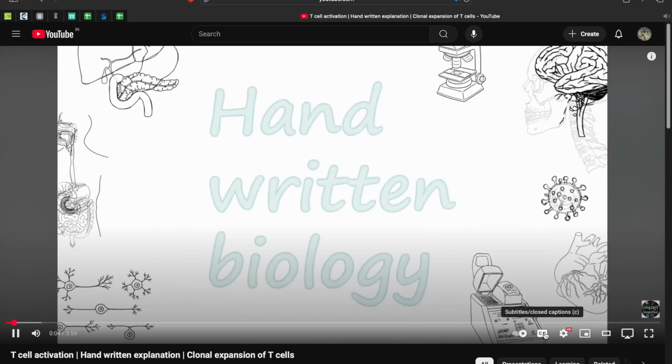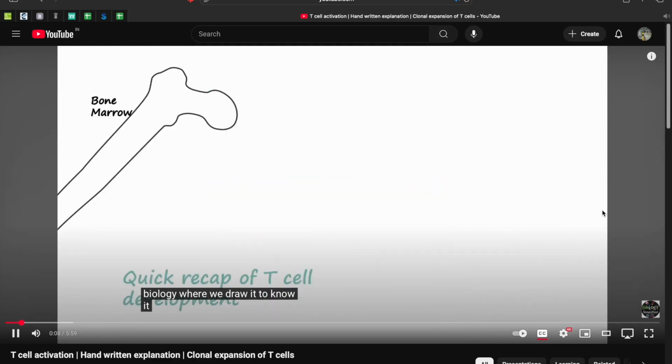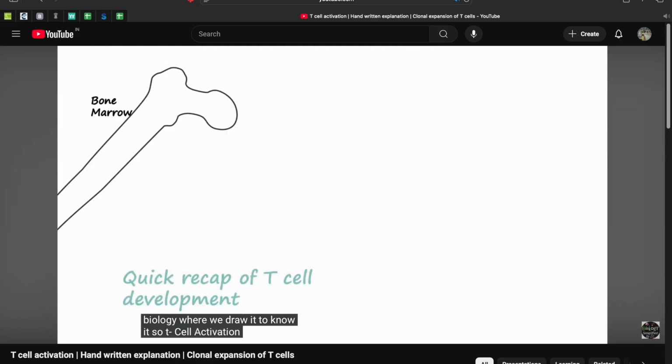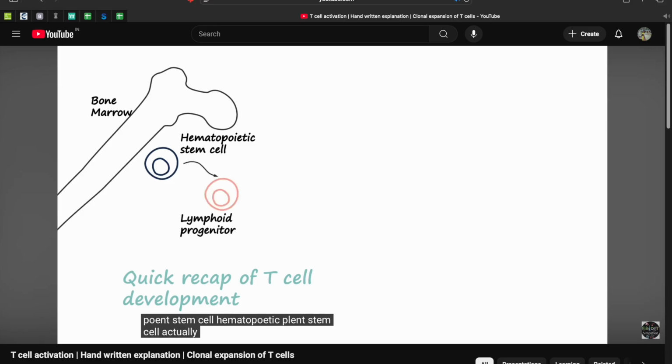Welcome to Handwritten Biology, where we draw it to know it. So, T cell activation happens in the lymph nodes. But before that, we should have a quick recap of T cell development. T cells are born in the bone marrow from the hematopoietic pluripotent stem cell. Hematopoietic pluripotent stem cell actually gives rise to lymphoid progenitor, which eventually produces an immature precursor T cell.